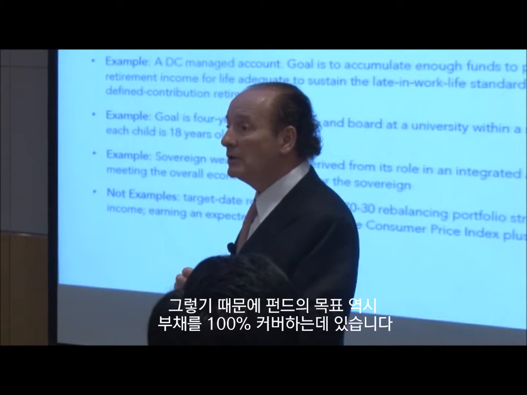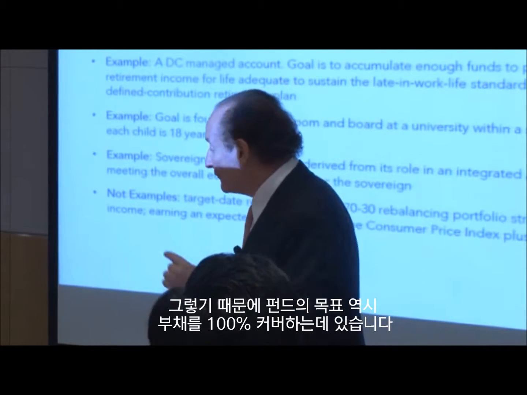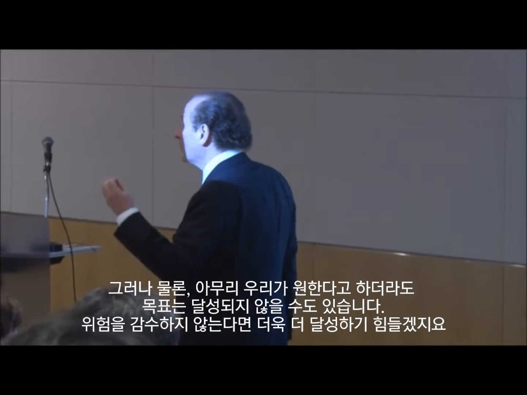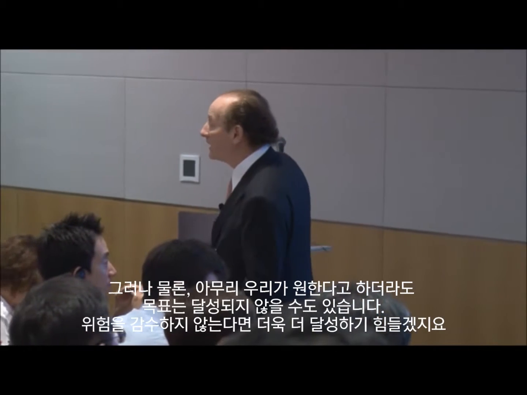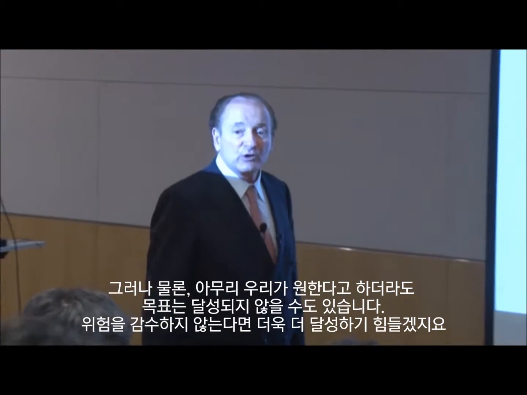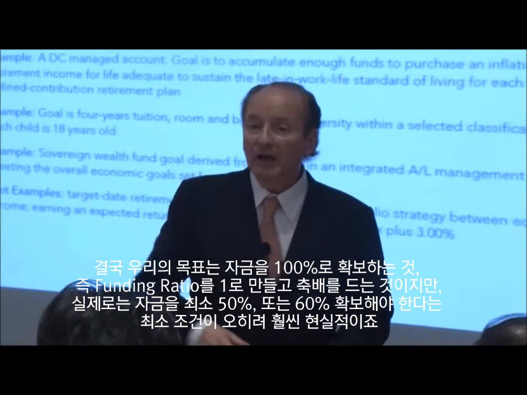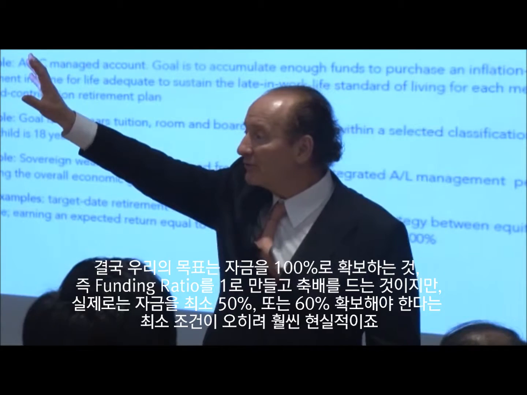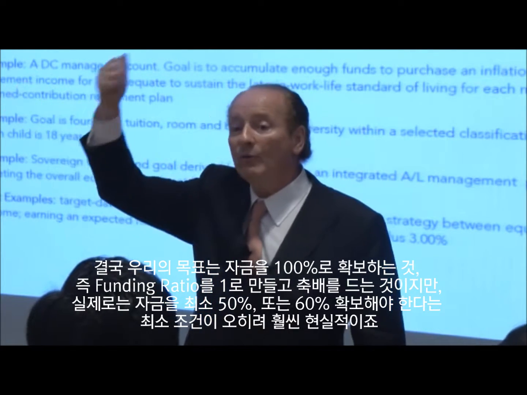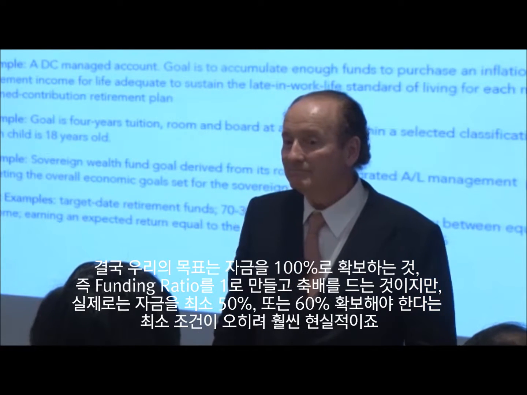So the goal is almost always to try to fund 100%. But of course, goals may not be achieved. They're what we aspire to, but we may not achieve. And we certainly are rarely able to get there without taking risk. So then it's usually the goal is fund 100%, a funding ratio of 100% or 1. Cover all the liabilities. We'll all go out and celebrate with a big bottle of champagne.